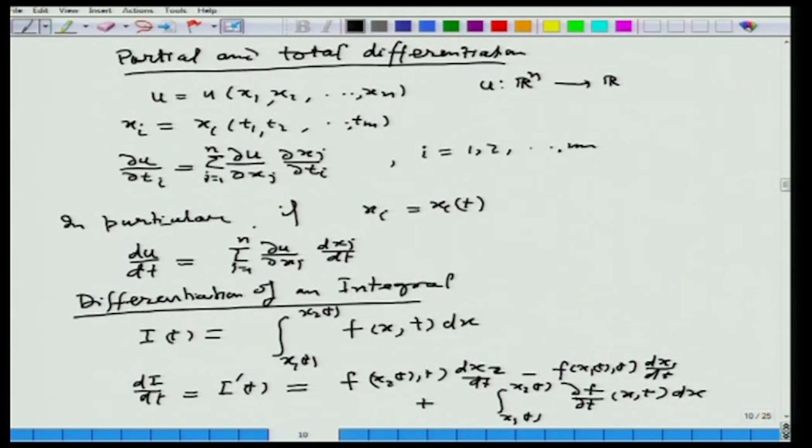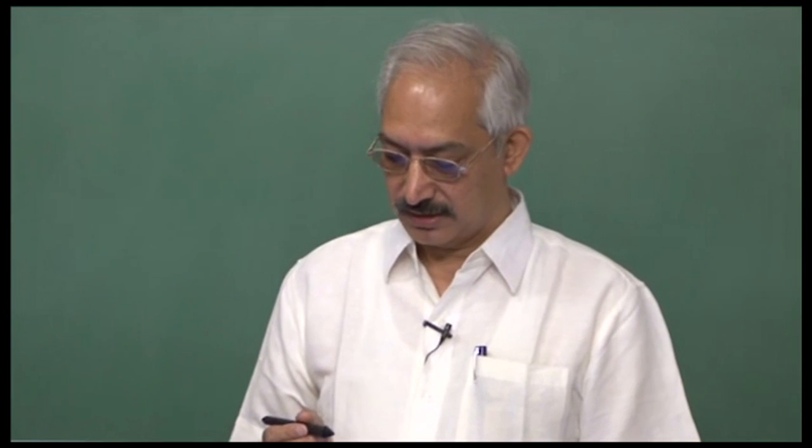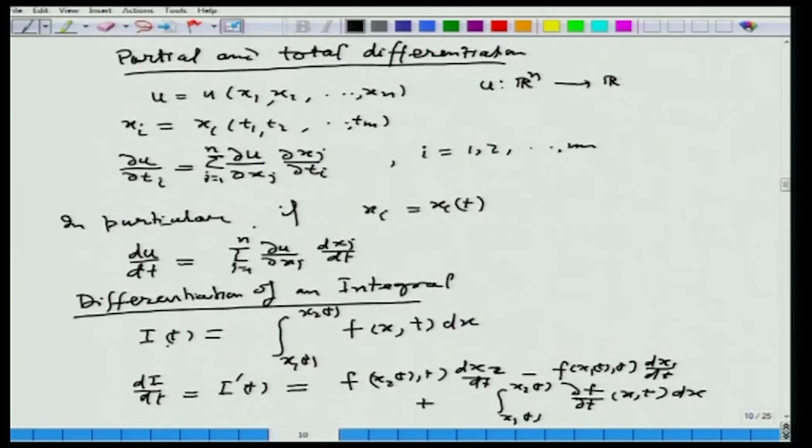And then we consider the Leibniz rule, which states how one actually differentiates an integral where the limits are variable limits, and the integrand is a function of several variables. Like in this case, f is a function of two variables x and t, the limits are functions of t, and the variable of integration is x.